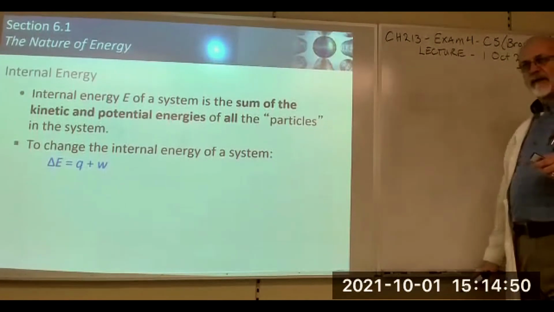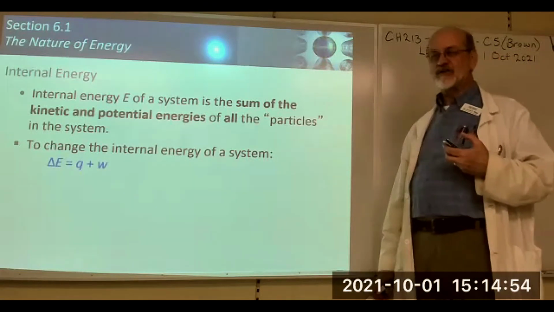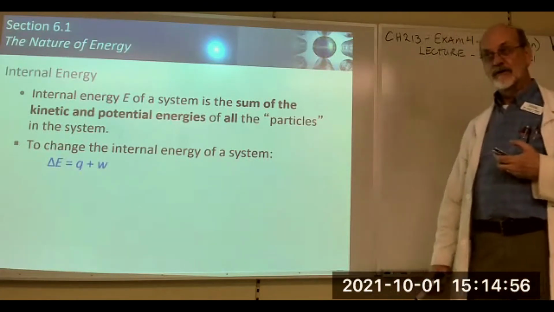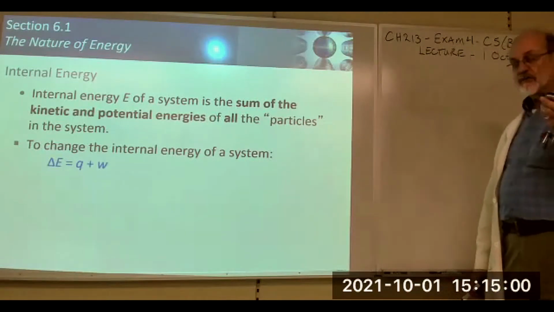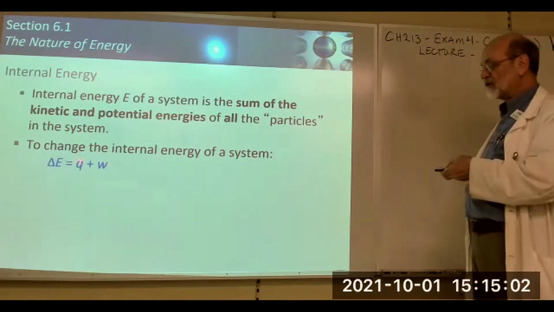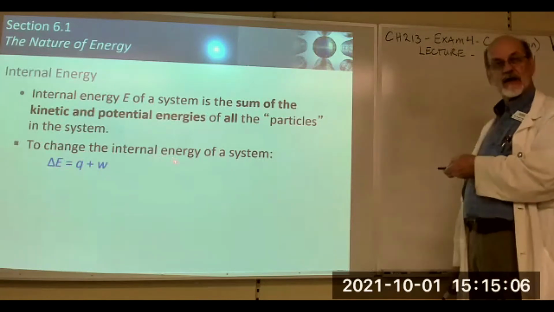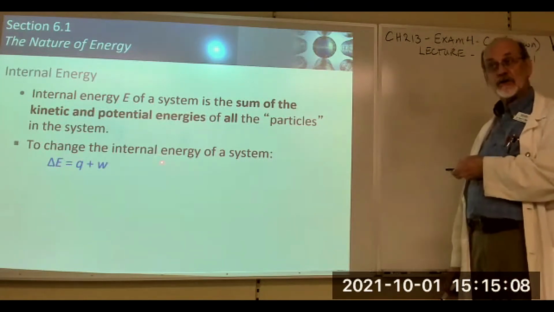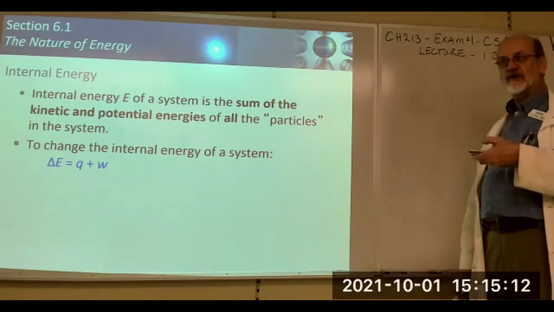So we need a sign convention for these values, because if we're going to do math with them, we have to know which way the energy is moving. I mean, is the heat moving into or out of? Well, if it's moving into, it'll have one sign. If it's moving out of, it may be the same magnitude, but it could be a different sign. Right? So we need a convention.